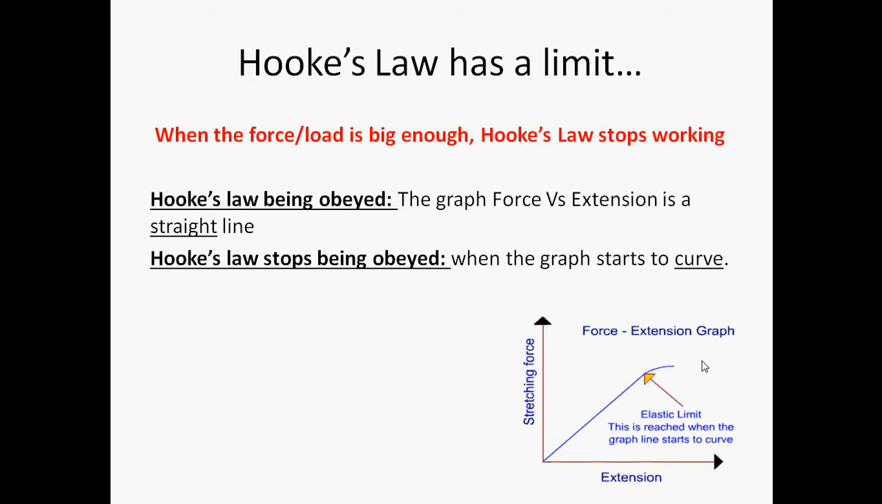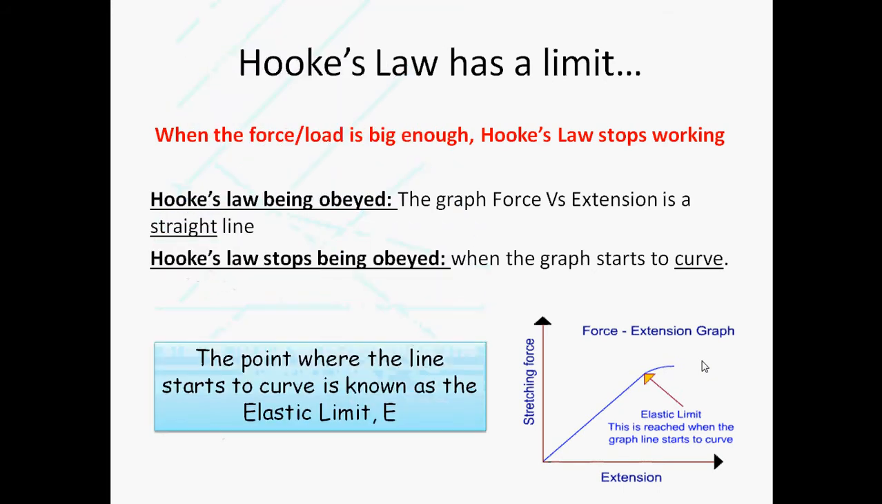But the force and the extension are not going to be directly proportional anymore. Or the gradient of the graph, which would be force over extension, would not be the same number all the time. And that number would be the stiffness constant, okay? So when that happens, Hooke's law is not being obeyed anymore. Now, the point where Hooke's law stops being obeyed has a specific name. It's called the elastic limit. So the point where the line in a graph starts to curve is known as the elastic limit.